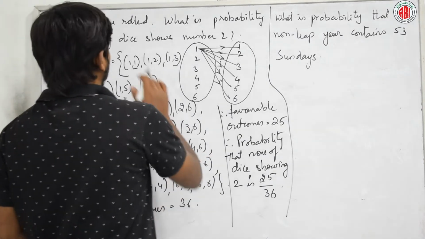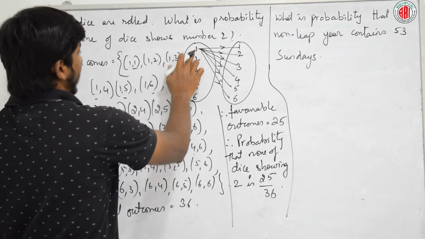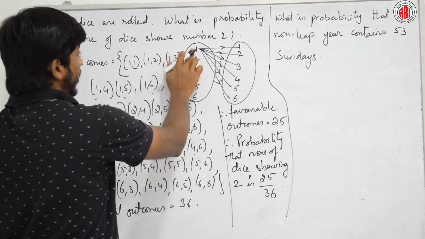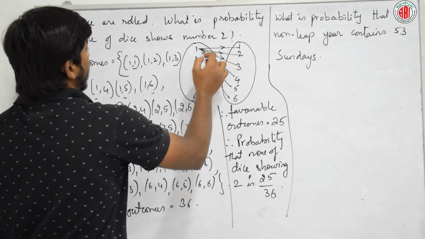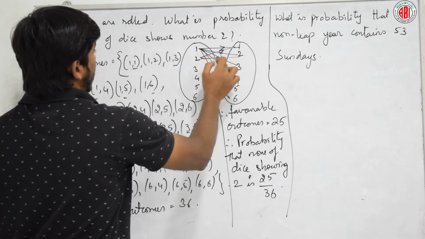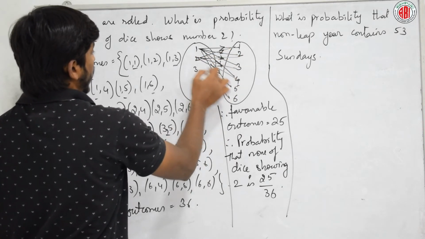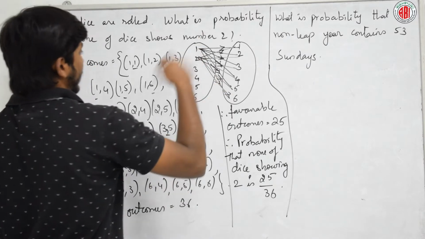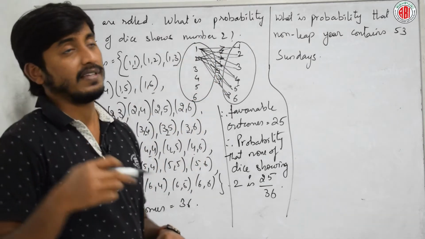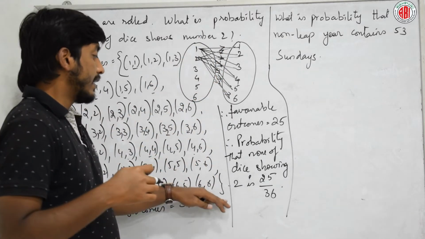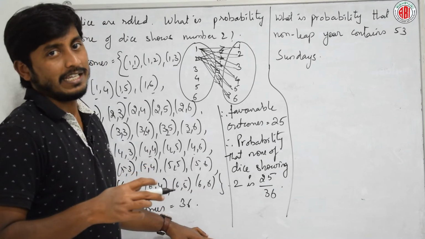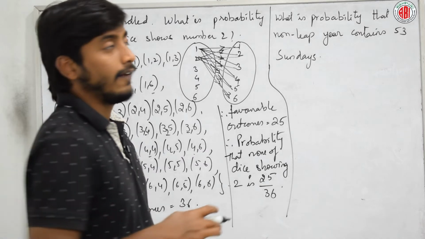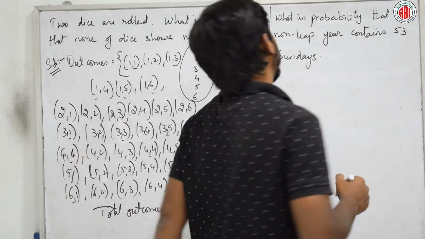So how did we write? For the first set, if the first die shows 1, then the second dice can show 1, 2, 3, 4, 5, 6. If the first die shows 2, it can show 2,1; 2,2; 2,3; 2,4; 2,5; 2,6. Similarly for 3, for 4, for 5, for 6 we will have a total of 6 sets. It will have 36 combinations. Right? Fine. Look at the next question here.